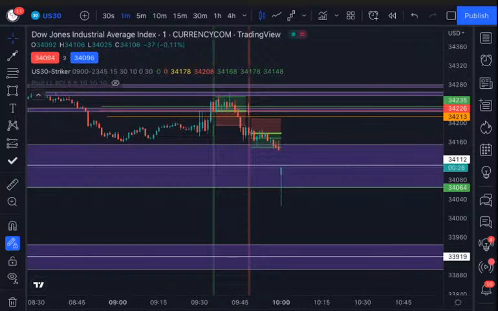Nice rejection. It's rejecting off of that 77 level, 34064, and pushing down. Let's see if it actually breaks through. That was a little bit much. I definitely see it pulling back a little bit more, since it's going to have to fill that gap as well.